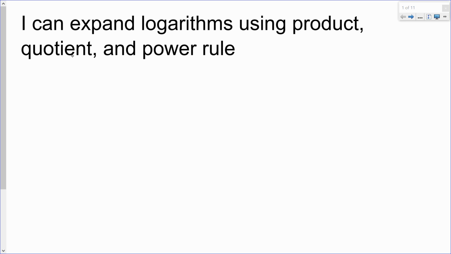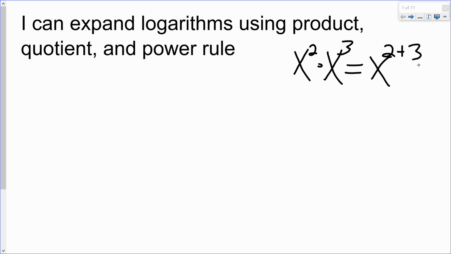So let's start with multiplication. When I'm multiplying exponents, what do I do with my powers? Well, I add them. Multiplication becomes addition, and now we get x to the fifth. So the same holds true for logs. My product rule, when I'm multiplying, the multiplication becomes addition.